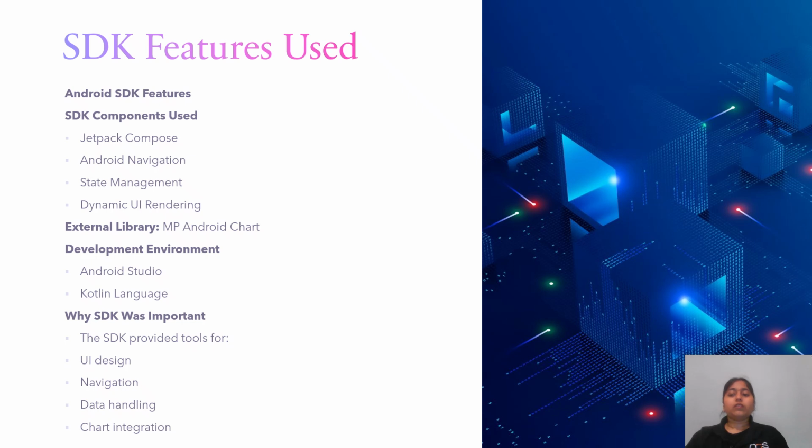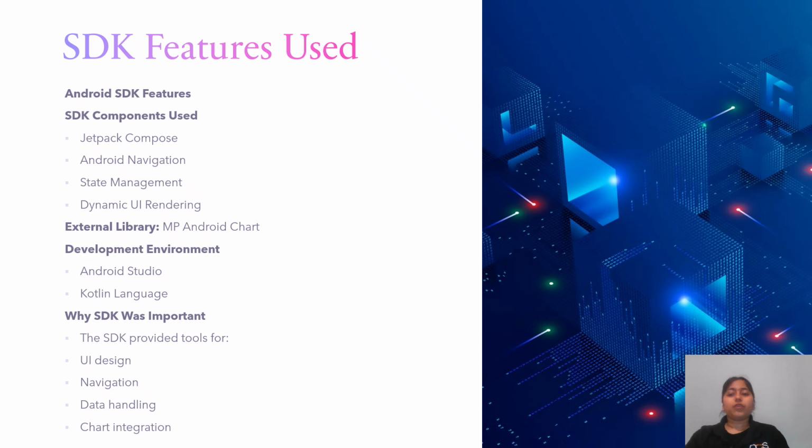State management is the logic used to keep the UI synced with the underlying data, such as updating a list when a user adds an item. And the next is dynamic UI rendering, creating parts of the interface on the fly based on specific data or user attributes. And the second is external libraries.